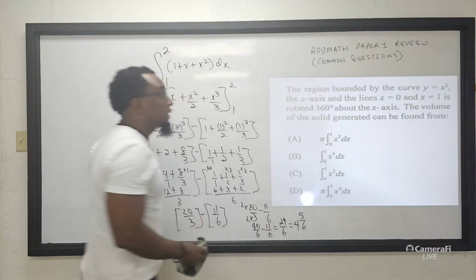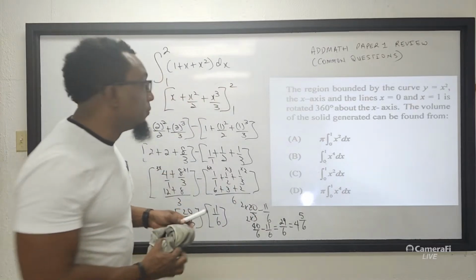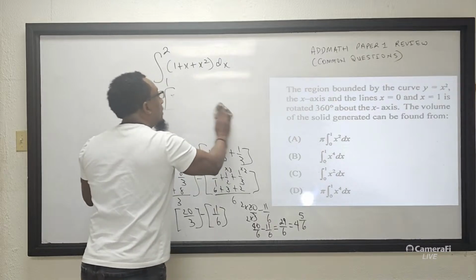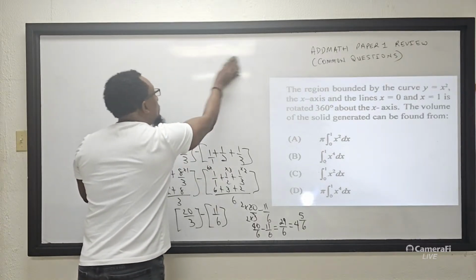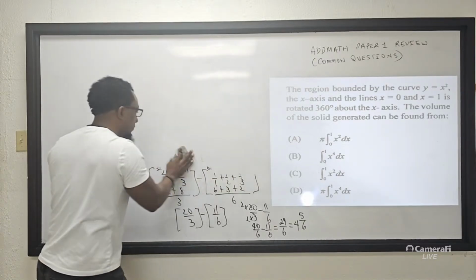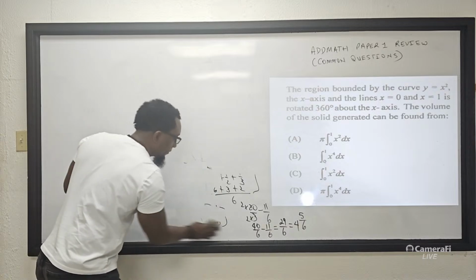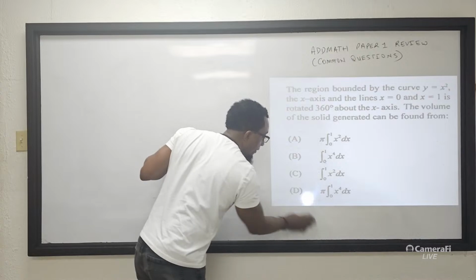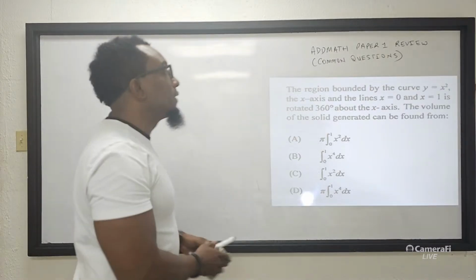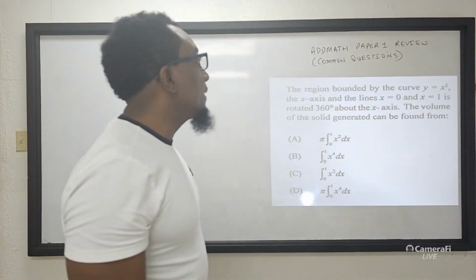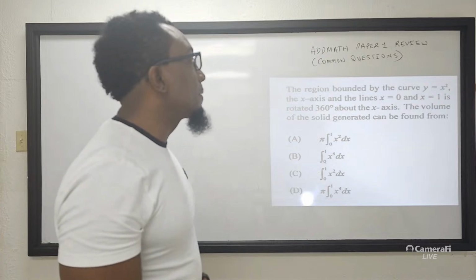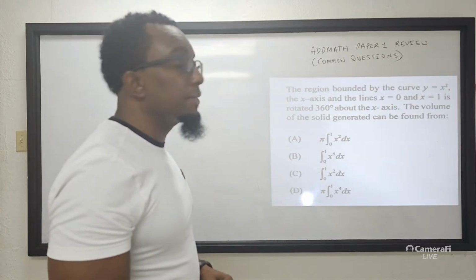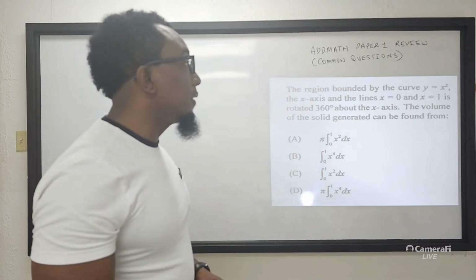Must bring a question involving area and volume, right? So you should know how to find the volume of a solid. Volume of revolution. When you're dealing with integration, you should know how to find the area under a curve. So the region bounded by the curve y equal to x squared, the x-axis and the lines x equal to 0 and x equal to 1 is rotated about the x-axis. What is the volume of the solid generated?